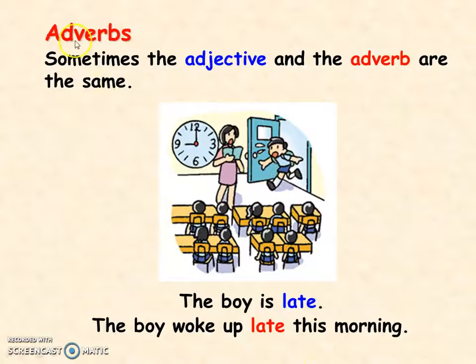Now, there are some cases when the adjective and the adverb are the same word. There are only a few, but there are some. For example, the boy is late. This is the adjective, late. And the boy woke up late this morning. Late is also the adverb. And you see there's no ly. We don't need to change it. They are the same.